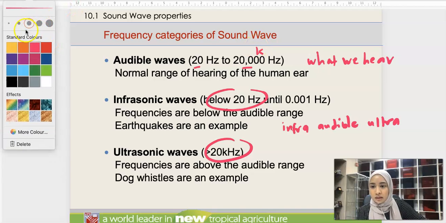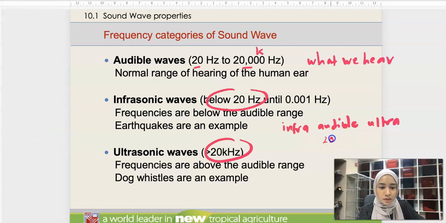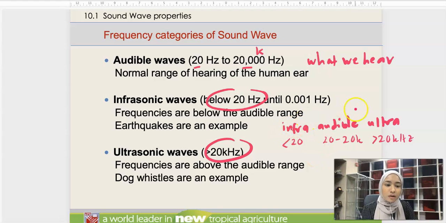Let me make my pen smaller. So audible, you know, is from 20 Hz to 20 kHz. This one is more than 20 kHz. And of course, infra is below 20. So you have infra, audible, and ultrasonic waves.